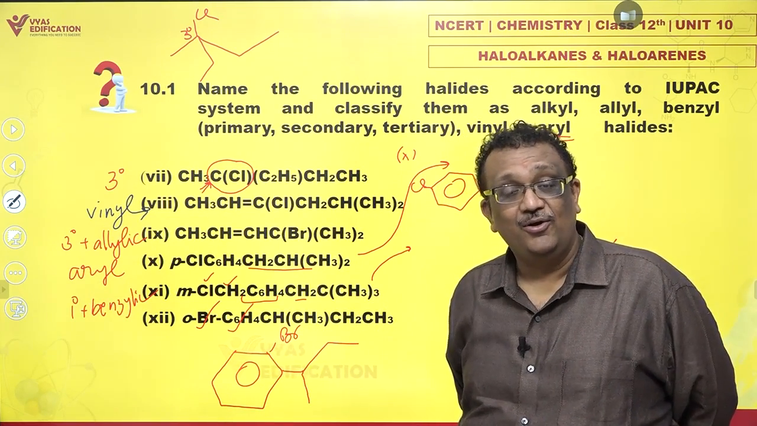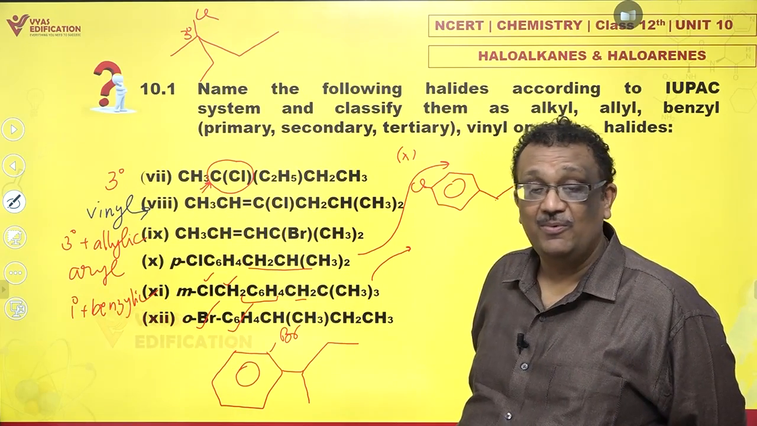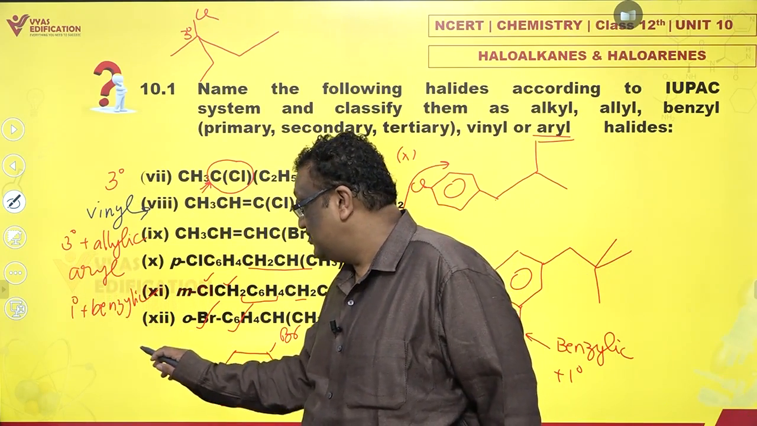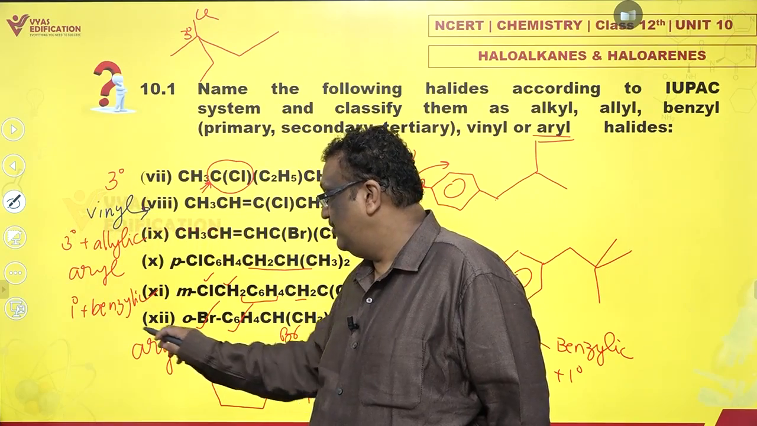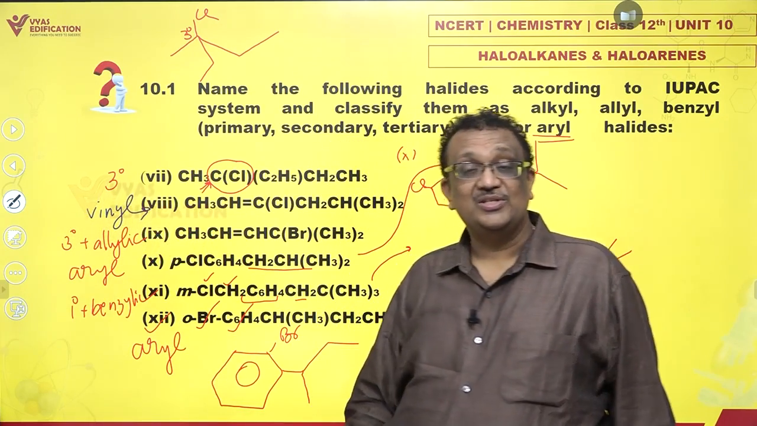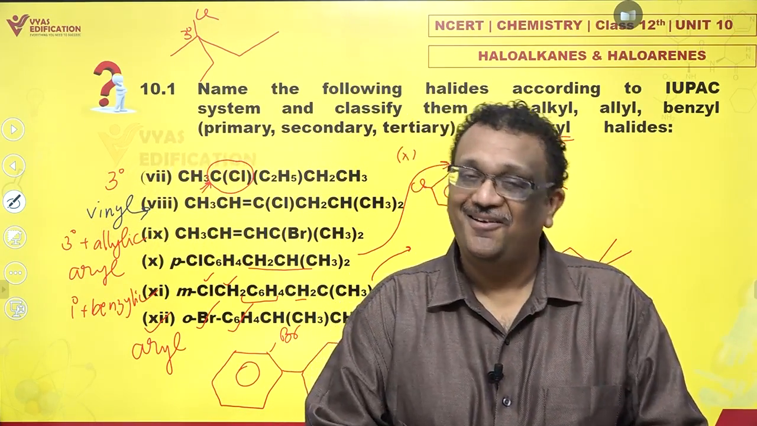But this halogen is attached directly to benzene ring. Is it primary, secondary or tertiary? No, in such cases we don't say primary, secondary or tertiary. We simply say that this is aryl halide. Wow. So 12th is aryl halide? Yes, 12th is aryl halide.